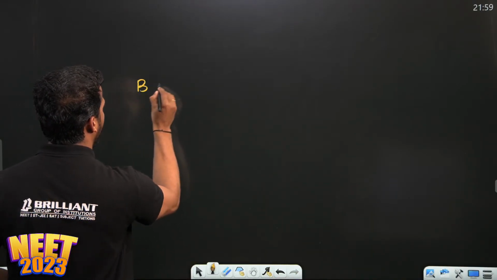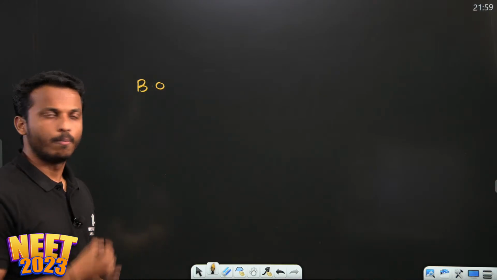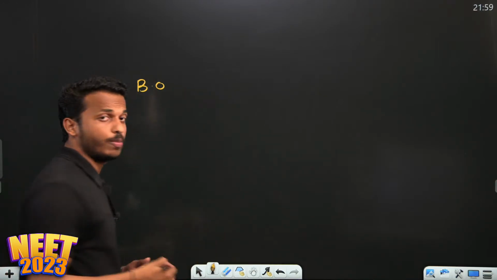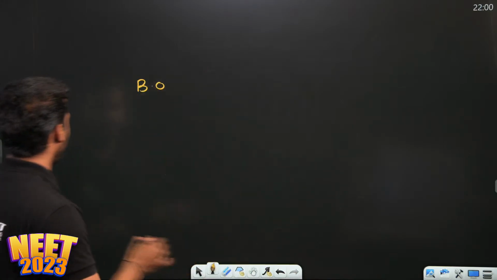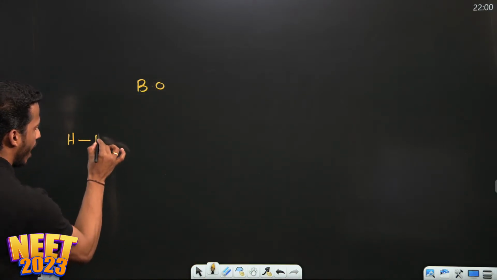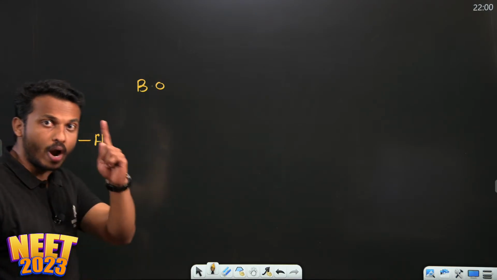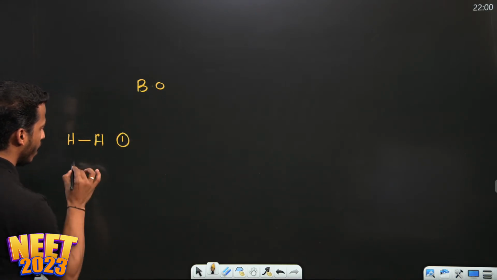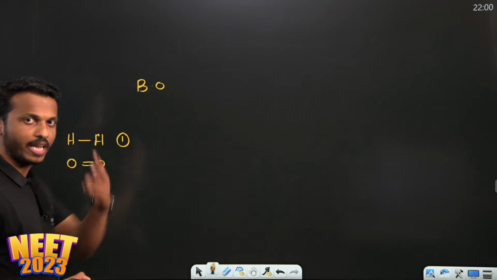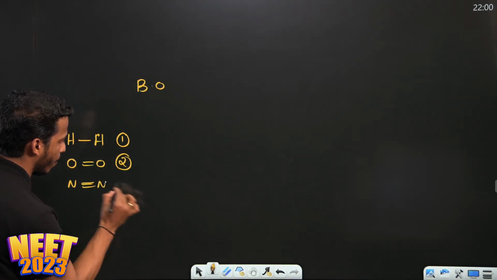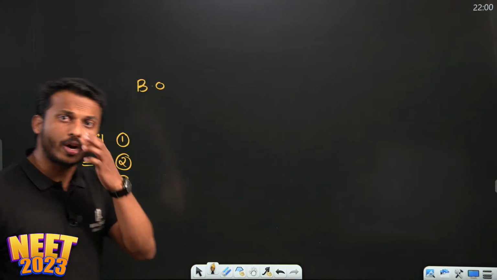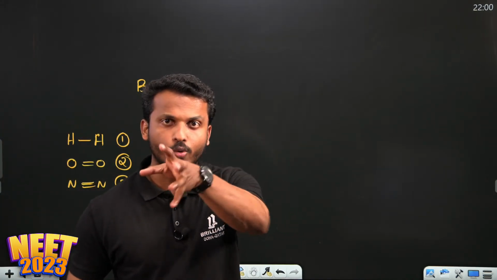If the bond order increases... What is meant by bond order? Number of bonds between two elements in the molecule. When you consider hydrogen molecule, hydrogen is connected through one bond, so bond order is 1. Oxygen is connected through a double bond, so bond order is 2. And nitrogen is connected through a triple bond, bond order is 3. So bond order is nothing but the number of bonds between two elements.